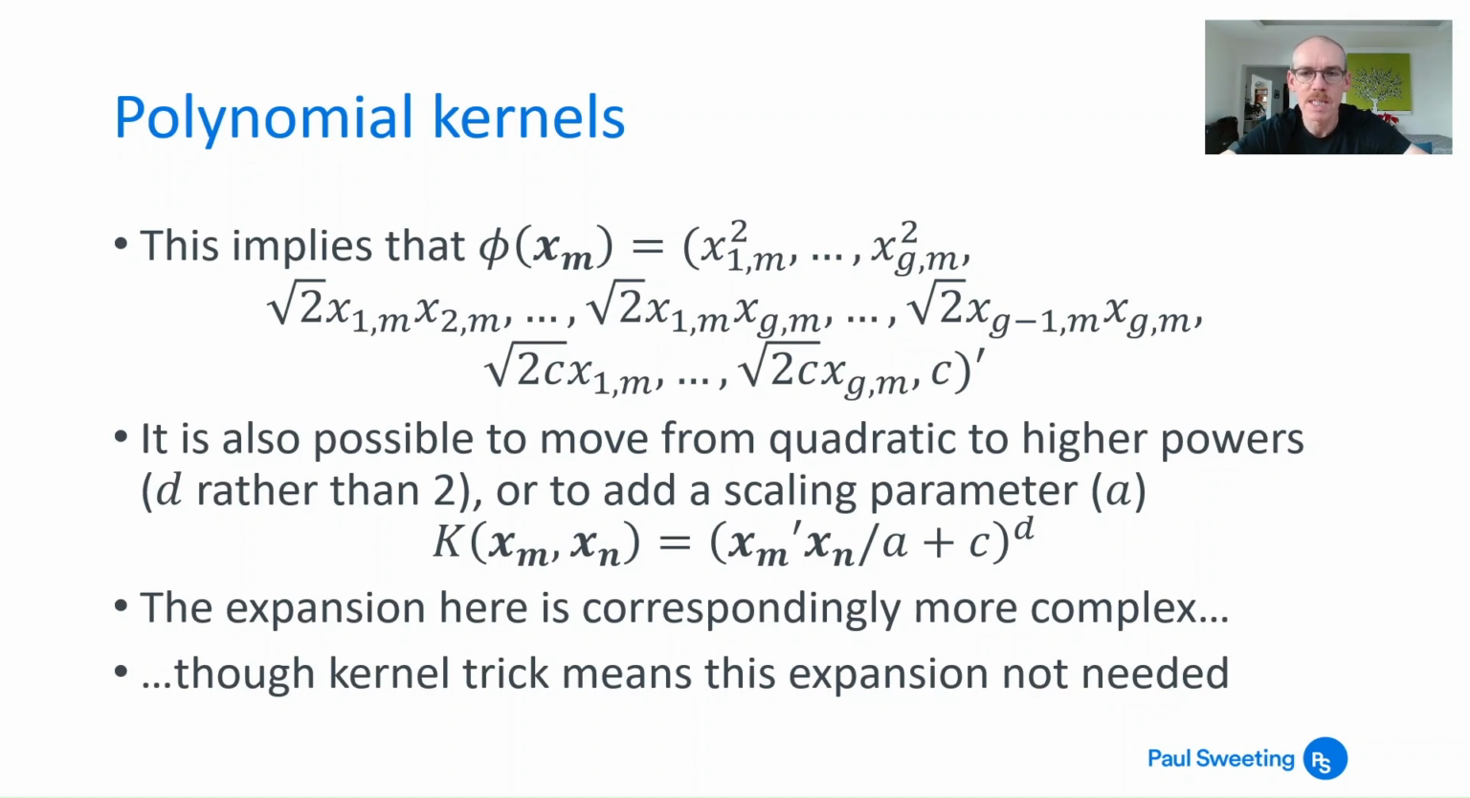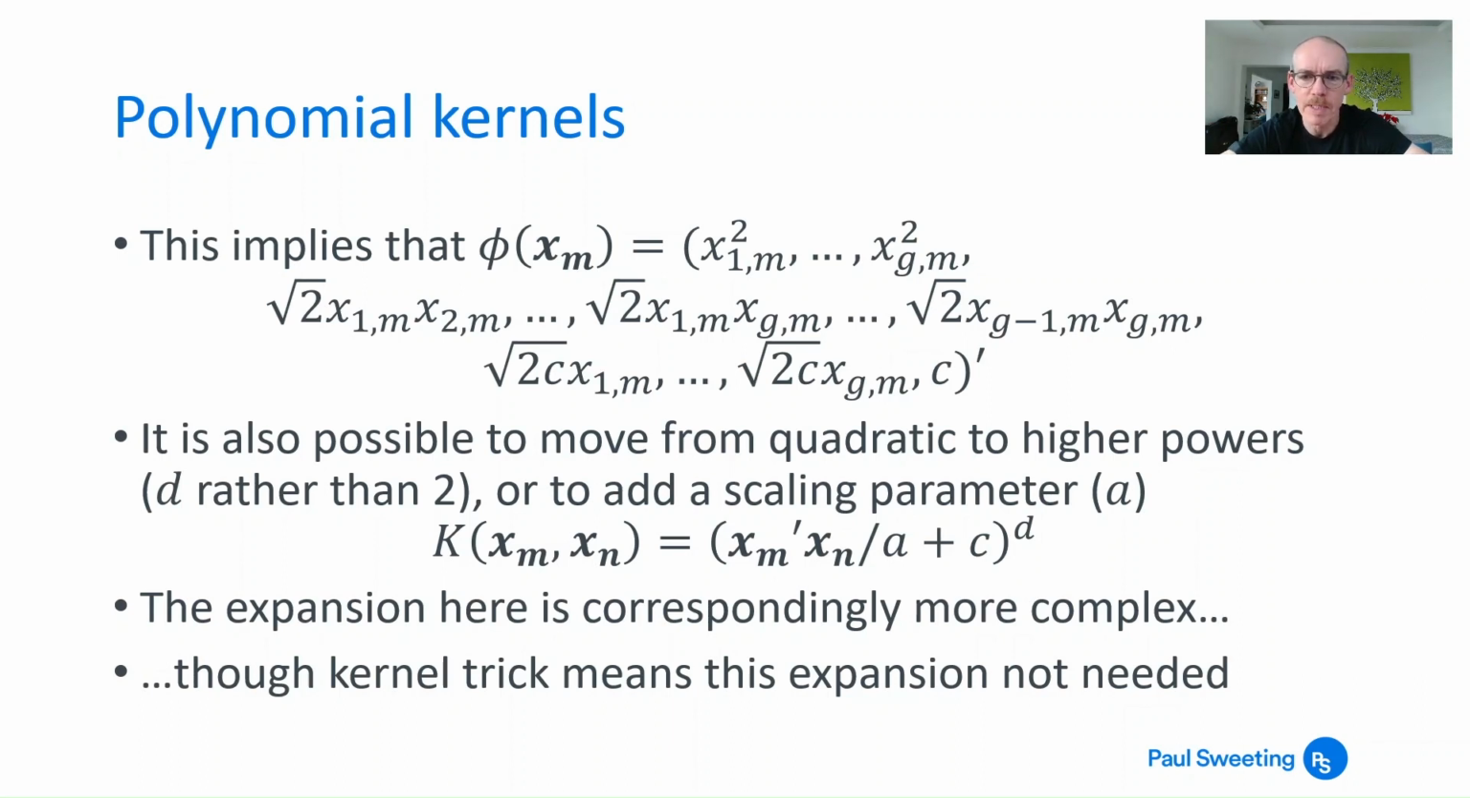So you end up with a pretty hefty vector there. So it's fairly clear why, if you're working in a fairly large number of dimensions, you really wouldn't want to have to work in that input space. It'd be far nicer to move to a kernel like the one described. And you can even move from quadratics to higher powers, so use d rather than 2.